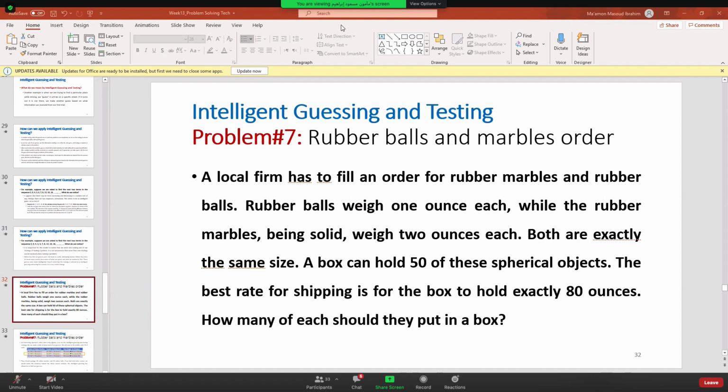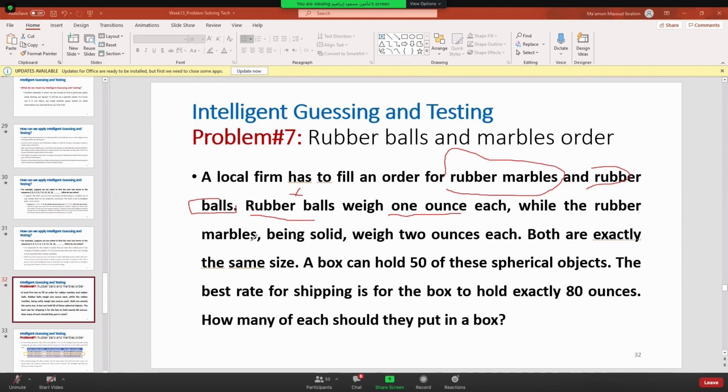We have here rubber marbles, and we also have rubber balls. A rubber ball weighs 1 ounce, it is just a unit for weight, okay, 1 ounce each. So each rubber ball weighs 1 ounce.